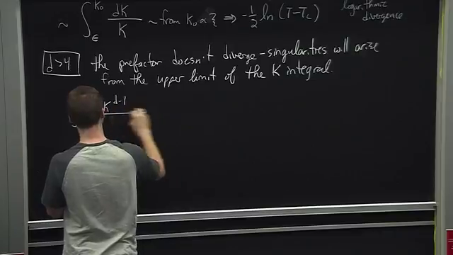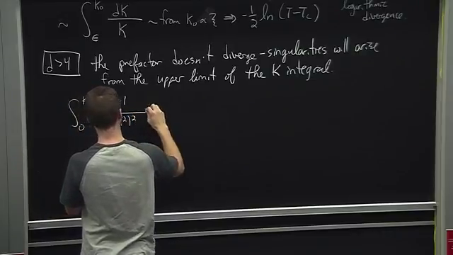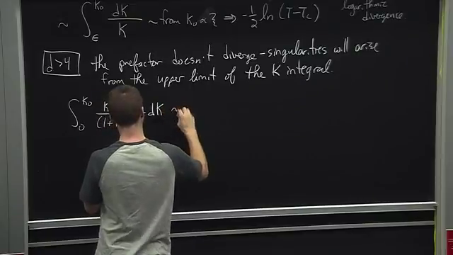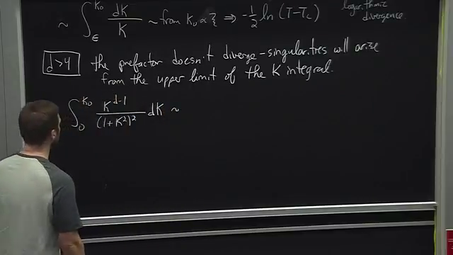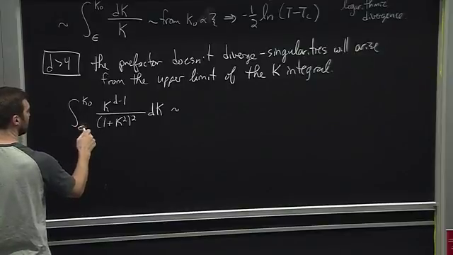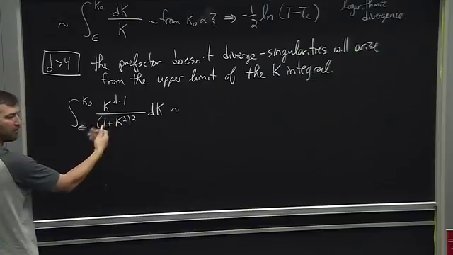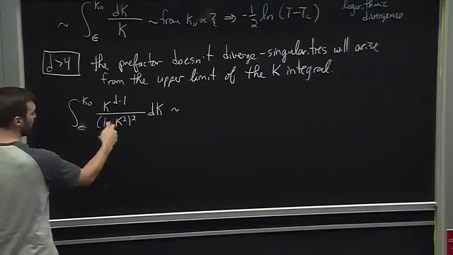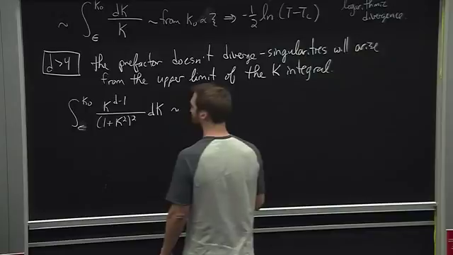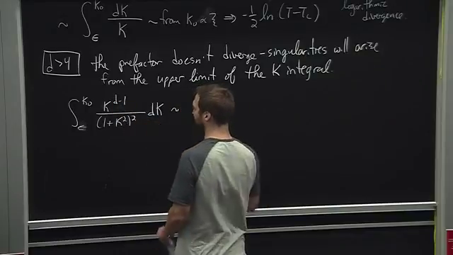Let's just look at that upper limit. Well, again, if I replace this with some epsilon, that's not that far from K naught. Then the part of the integral that contributes is when this is large. So this thing's pretty close to K to the D minus 1 over K to the 4.